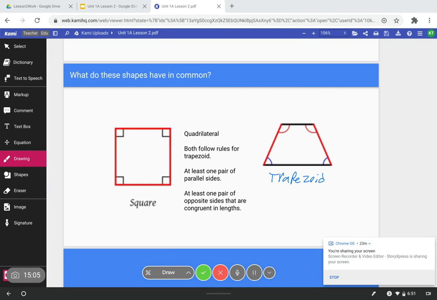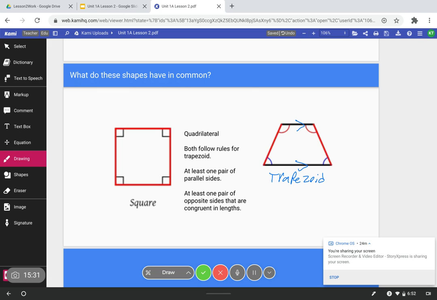They are different lengths, but all that matters is that they are parallel. Okay, so what do the square and trapezoid have in common? Well, they're both quadrilaterals, check. Both follow the rules for trapezoid, meaning they both have at least one pair of parallel lines.